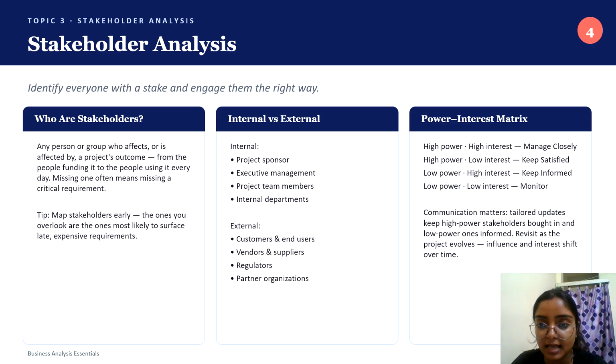So the first is high power, high interest, manage closely. High power, low interest, that is keep satisfied. Low power, high interest, that is keep informed. Low power, low interest, that is used for monitoring. A good communication helps project to succeed. Good communication matters a lot for the stakeholder analysis.